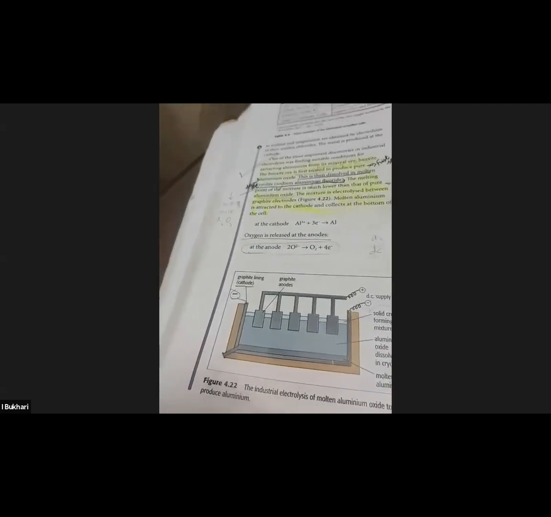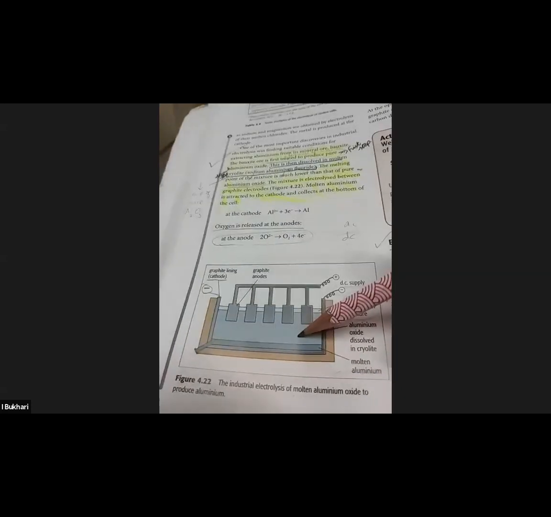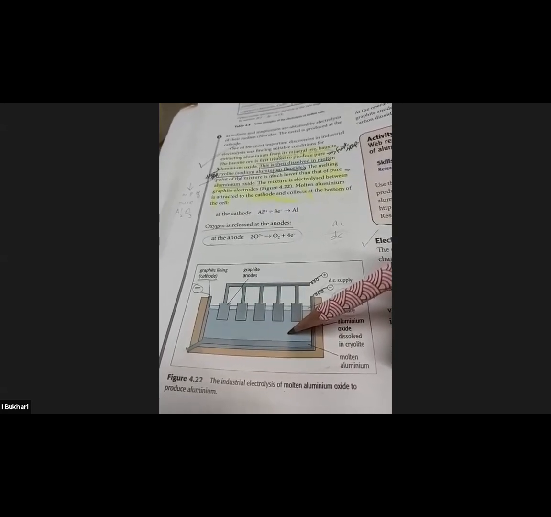Now, there's nothing complicated about this. This is easy. This is molten aluminum oxide. Why aluminum oxide? Because aluminum oxide is the form in which aluminum is found in nature. By the way, its ore is called bauxite. Here they have mentioned bauxite. This is the spelling. After purification and everything, what we are left with is aluminum oxide in the form of Al2O3.